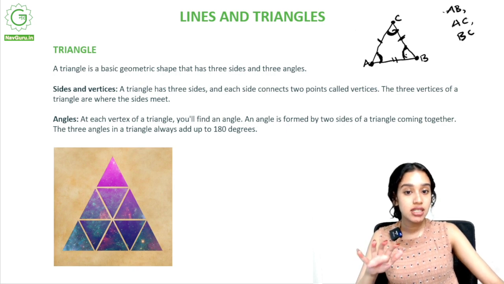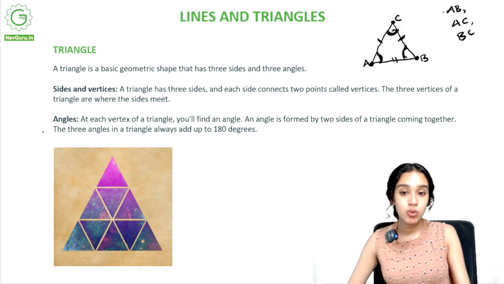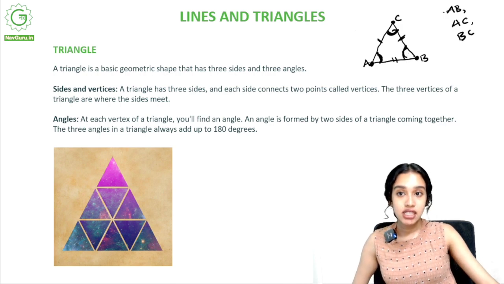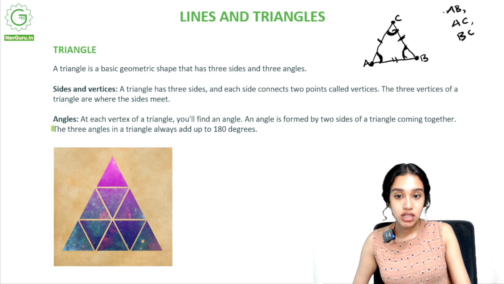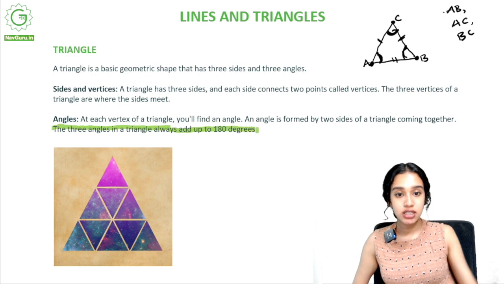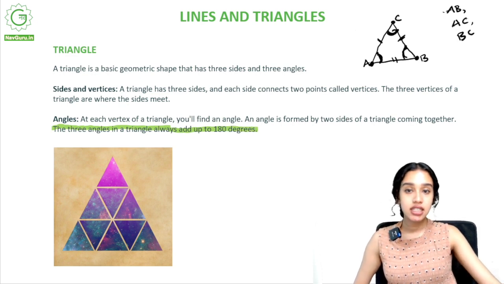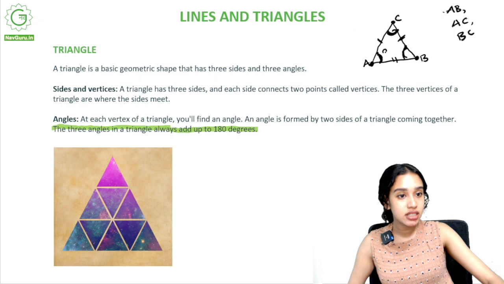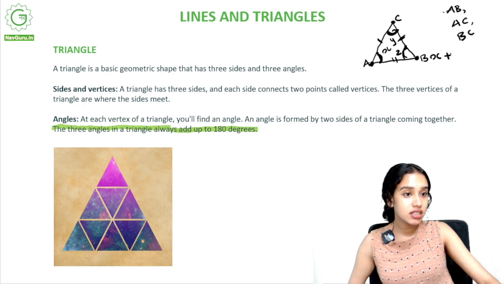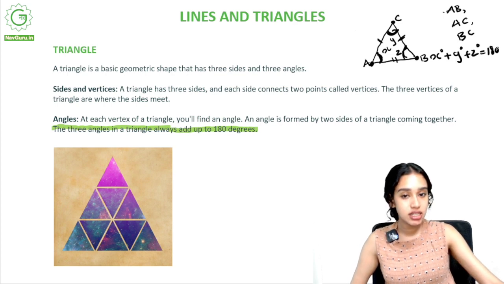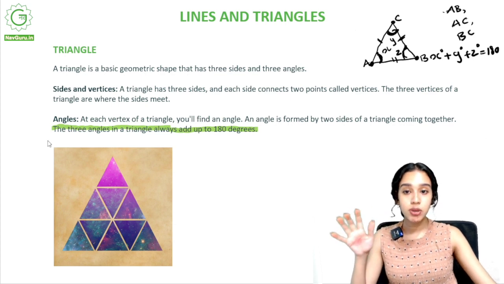So, the three angles in a triangle always add up to 180 degrees. This is a very important point to notice. That is, the three angles in a triangle always add up to 180 degrees. So, when we add the three angles, let's name them X, Y and Z. X degrees plus Y degrees plus Z degrees is always equal to 180 degrees. This is an important property of a triangle.